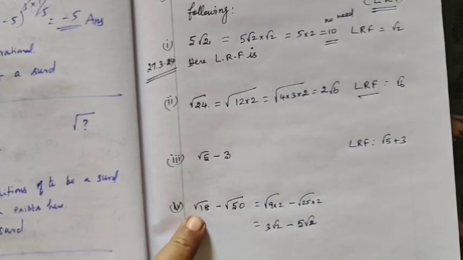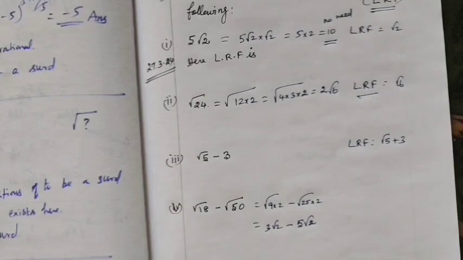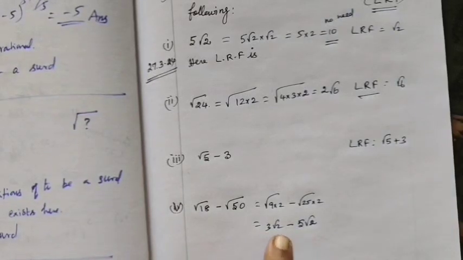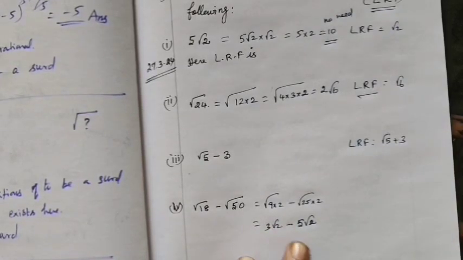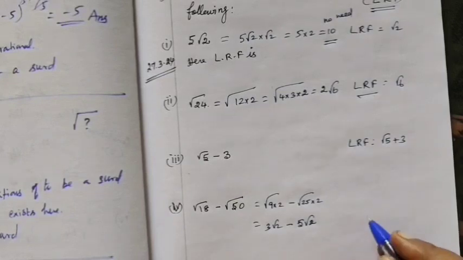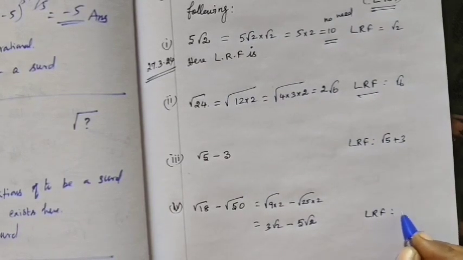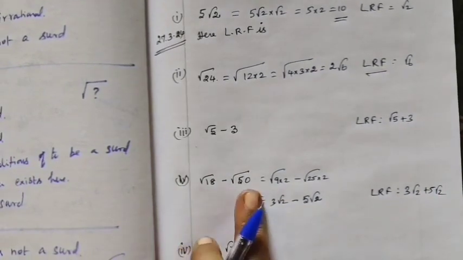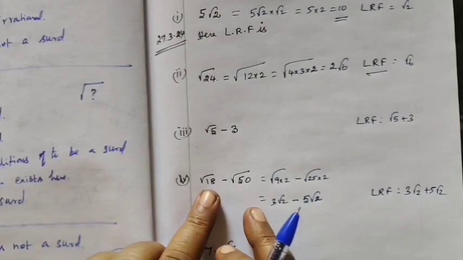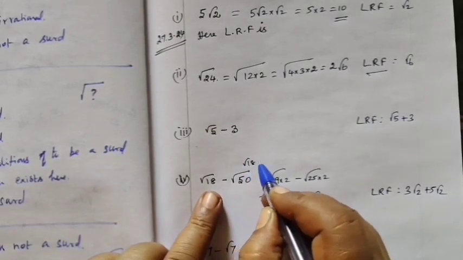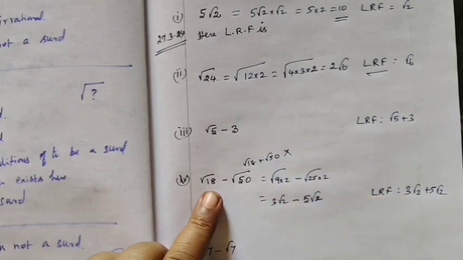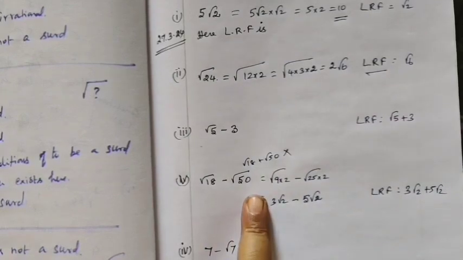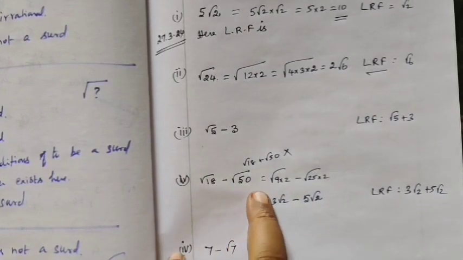So when you find this whole number, if it can be simplified further, use the step and make it a simple irrational number, then find the LRF. What is the LRF? The LRF is 3 root 2 plus 5 root 2. So here itself you should not write the answer as root 18 plus root 50. This is wrong. Marks won't be allotted because it can be simplified further. Still it can be simplified.